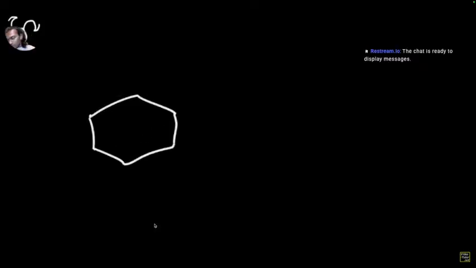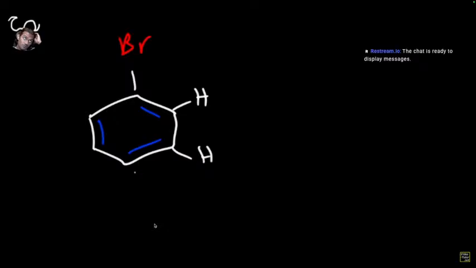Now let's change it up a bit. So instead of benzene, let's say we have bromobenzene. How many different signals should we get in the H-NMR spectrum? And also, what about the carbon-13 NMR spectrum? So focusing on hydrogen, this will be signal A.